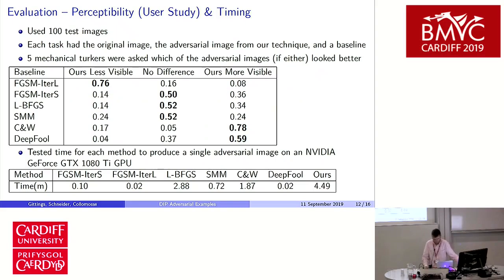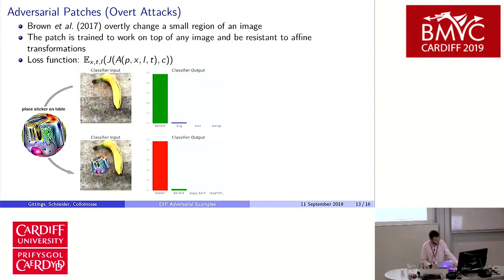So we did a perceptibility study using Mechanical Turk, and from this you can see that for the most part ours was equally imperceptible to the other methods, with a couple of exceptions, and it was definitely less perceptible than this large FGSM method. And we also tested for time, and ours, as you would expect, is slightly slower, but for the state-of-the-art methods, which are really this one, it's not horribly dissimilar. It's not an order of magnitude slower or anything.